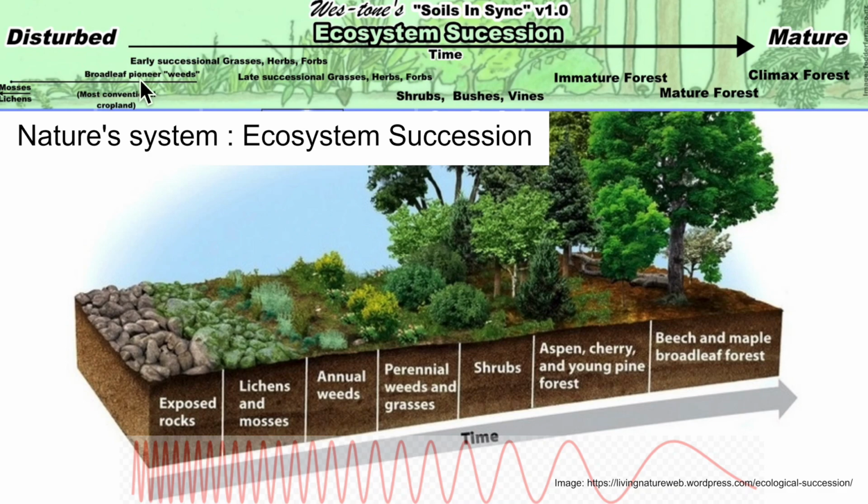Following those pioneer weeds, they'll die off, more organic matter will accumulate, and then we start to see things like early successional grasses, herbs, and forbs, followed by late successional grasses, herbs, and forbs. Now the goal for you in your specific location is to be able to identify plants within these generic categories so that you can better identify where your soil is along the ecosystem succession. Depending on the ecosystem, it may progress further into a more woody ecosystem, starting with shrubs, bushes, and vines, followed by an immature forest, a mature forest, and a climax forest.